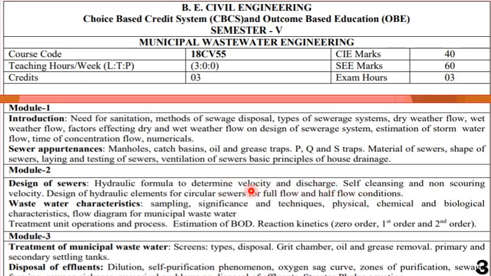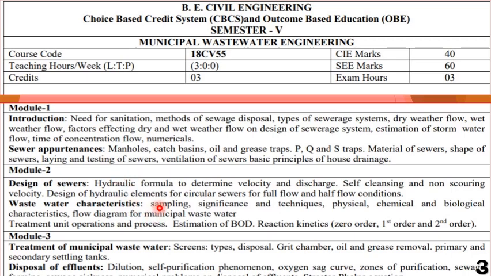By knowing velocity, Q is equal to AV. So we want to determine the diameter of that pipe, and there is a small formula you can use. Then you have to determine the velocity through the pipeline, how much velocity it is going to take to pass through the pipeline. This is a self-cleansing and a non-scouring velocity. Self-cleansing means cleaning of the pipeline, and non-scouring means without damaging the internal surface of the pipeline. Like this, we are going on studying. These two chapters cover what concerns sewers.